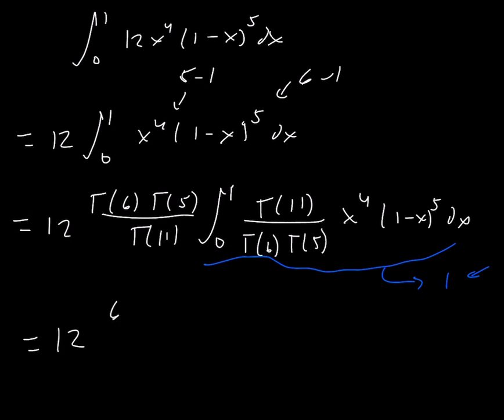And remember, properties of the gamma function are that we're just doing, you know, factorial of minus 1 there. Or sorry, this should be 10. And we're done.